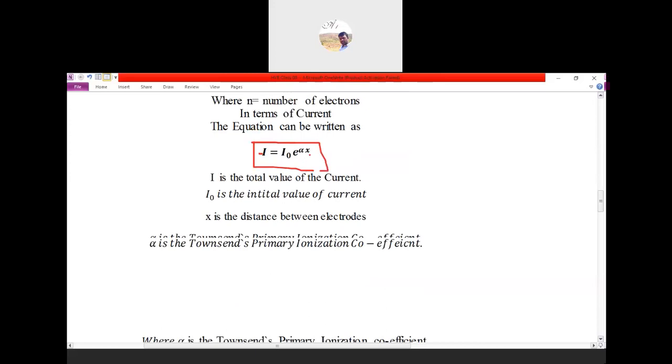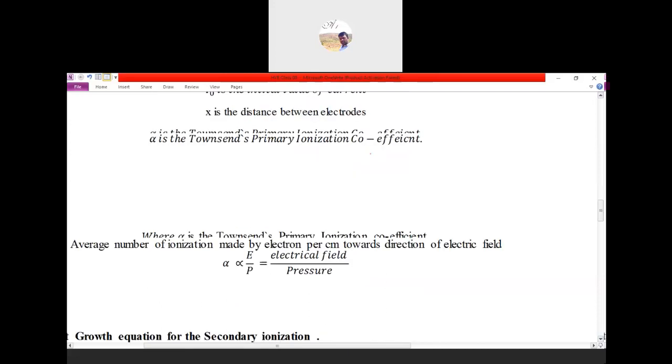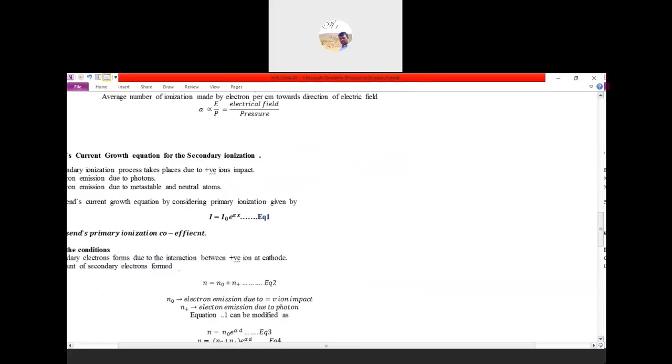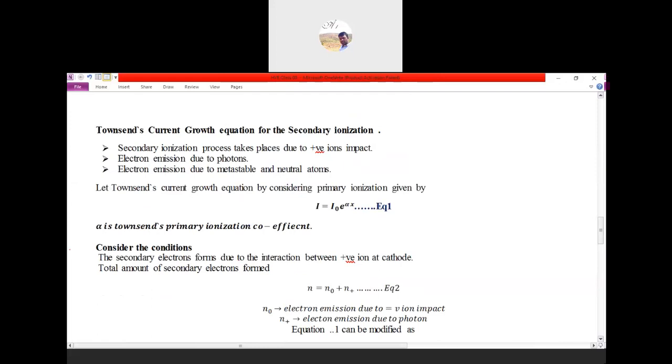The total number of electrons is present due to primary ionization. So we have to consider this equation in terms of current, because the number of electrons is nothing but current. Whenever electrons are flowing, current is flowing. That's why we consider I is equal to I naught e power of alpha x. This equation is for the current.